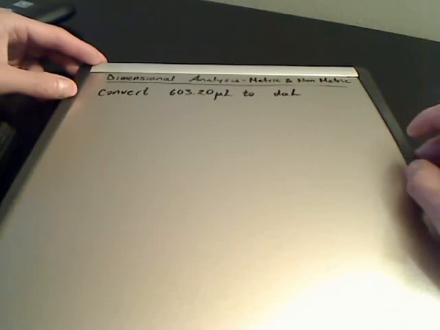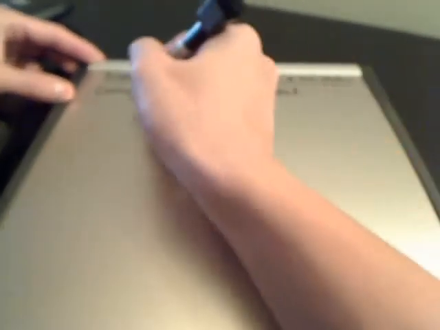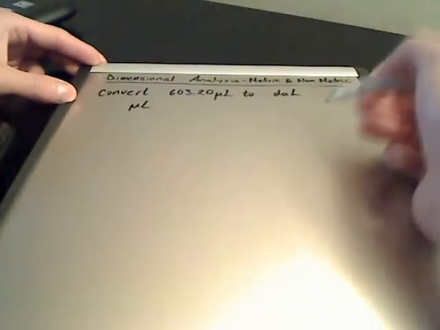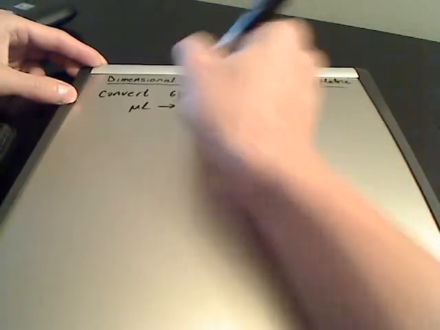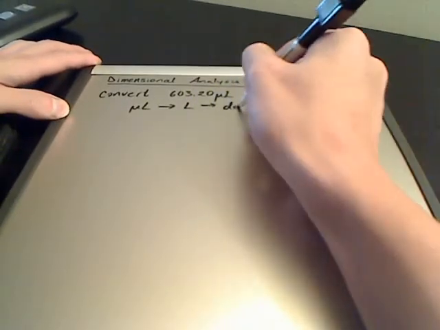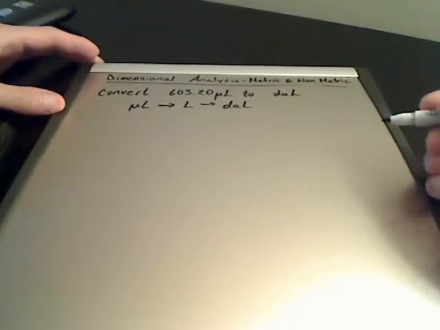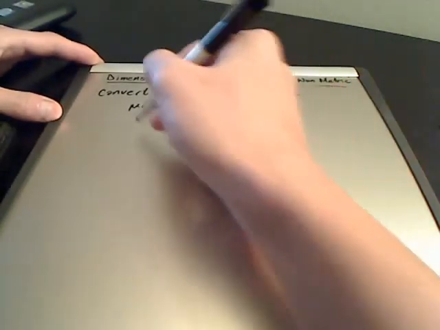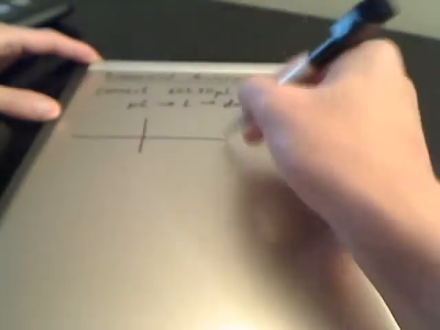Alright, conversion sequence is going to be from microliters ultimately to decaliters. Can't do this in one step, but we can certainly go from microliters to liters in one step, and then liters to decaliters in one step, ultimately making this a double-step conversion factor problem. How do we do this? Well, start off with the T-chart.